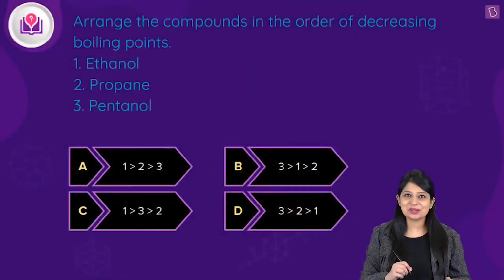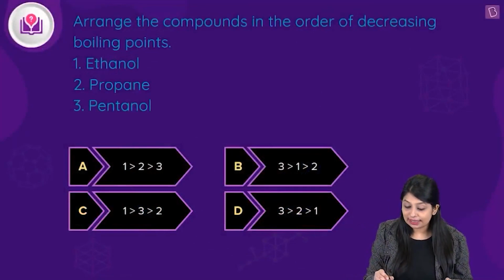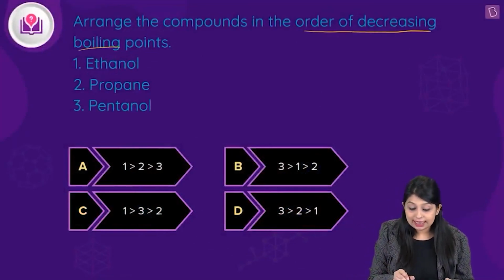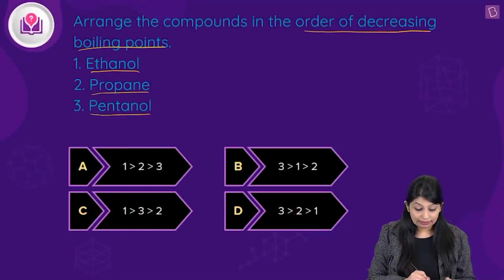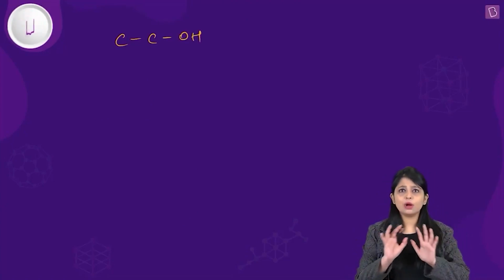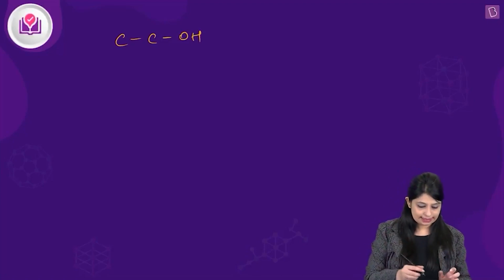Let's have a look at this question. Arrange the compounds in the order of decreasing boiling points. First is ethanol, second is propane, third is pentanol. Okay, so decreasing boiling points that we have to find, and we have been given 3 molecules. So first is ethanol. Ol is alcohol functional group and eth is 2 carbon atoms. So what do we have? We have C, C and OH. I'm just writing the skeleton. I'm not giving them hydrogens. Okay, just writing the skeleton.